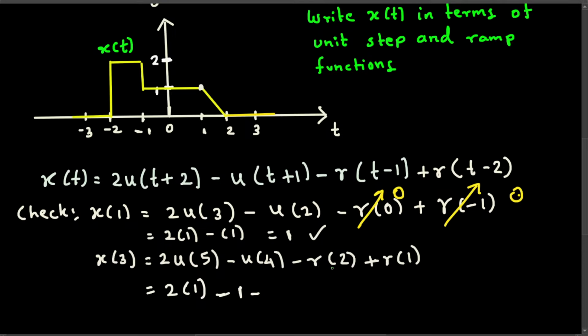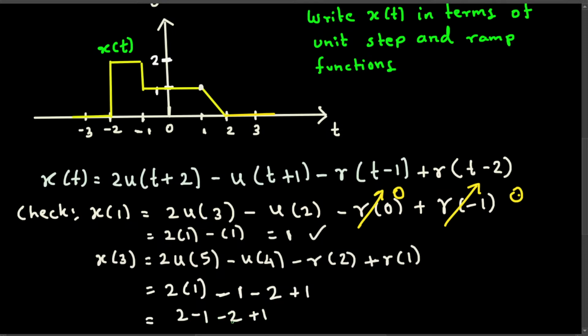And then the ramp function is 0 when it's negative and 0. But if you have a positive value, it goes with the time. Like if the time is 2, the ramp function is 2. If the time is 3, the ramp function is 3. So here the time is 2, so the ramp function is 2 right here. And then here the time is 1, so the ramp function is 1. And let's add them: 2 minus 1 minus 2 plus 1.